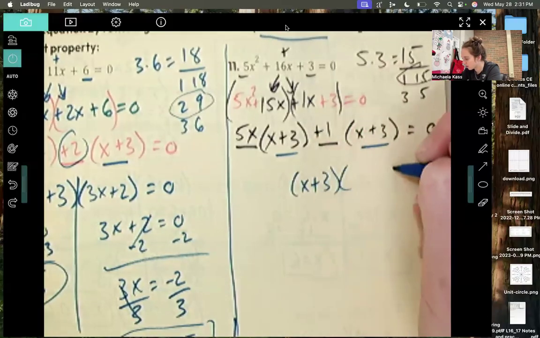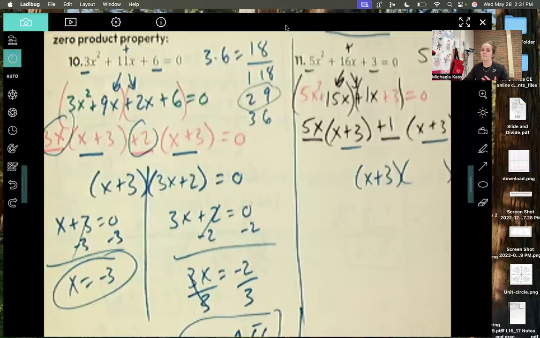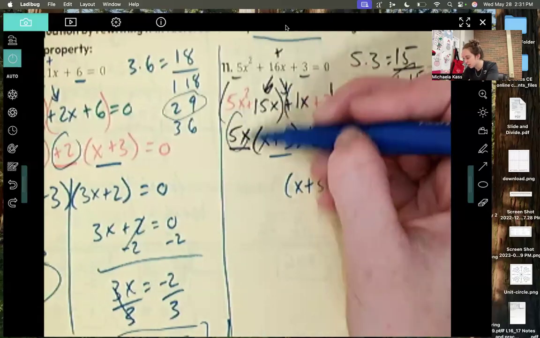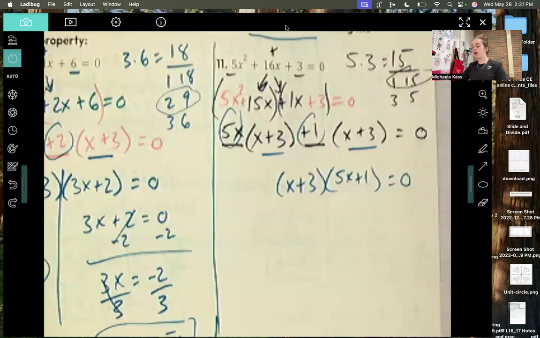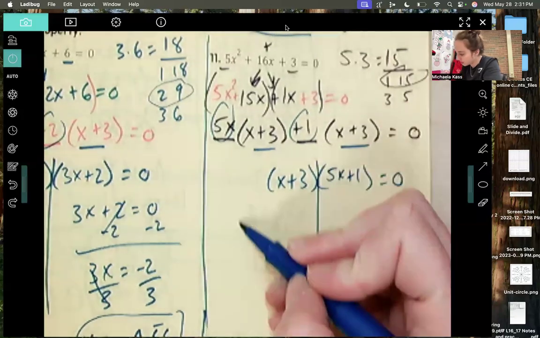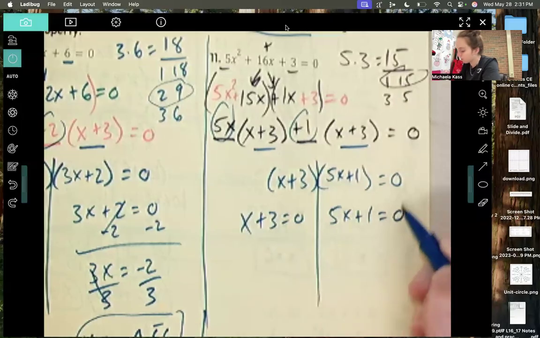Pause and think for a second. What goes in the second set of parentheses? Hopefully you got it. It's the GCFs. You group them together. 5x plus 1. Okay, now you split and solve. So split, set equal to 0, set equal to 0, and you solve both sides.